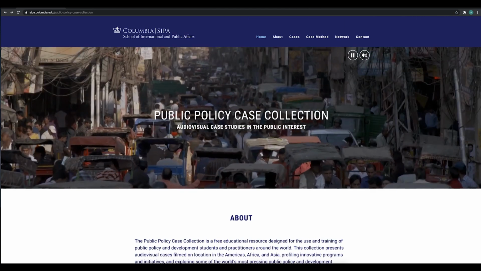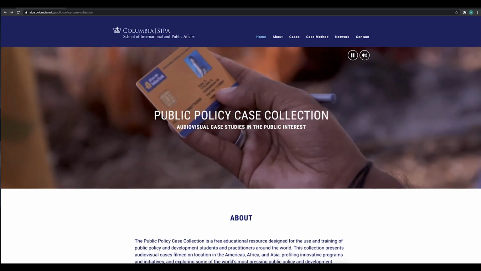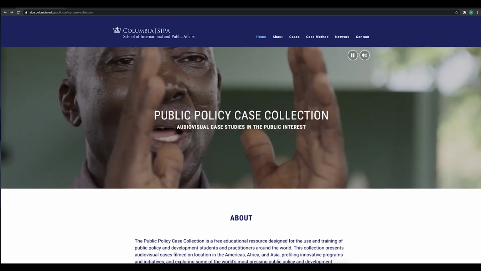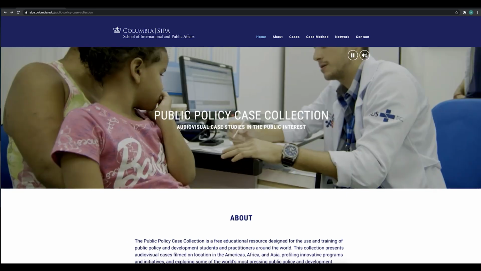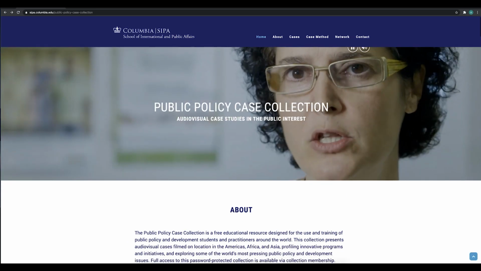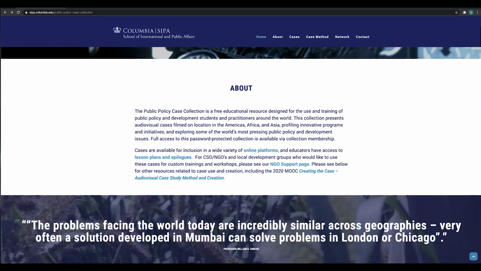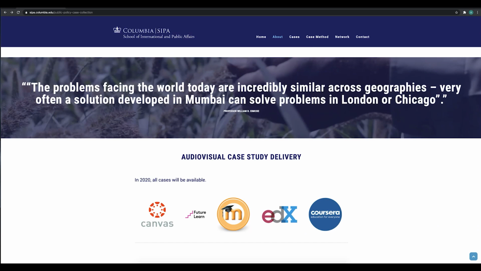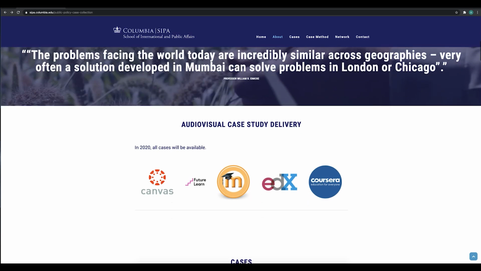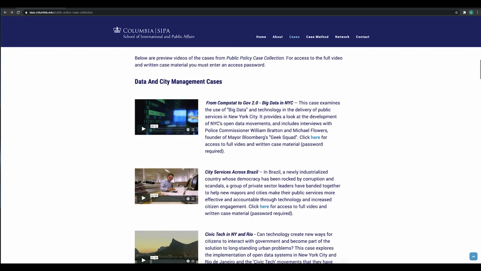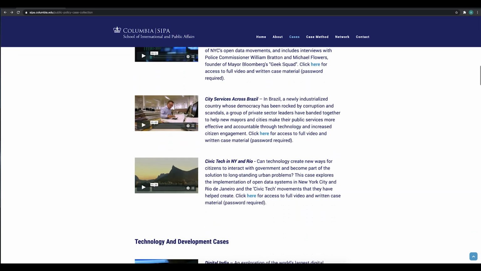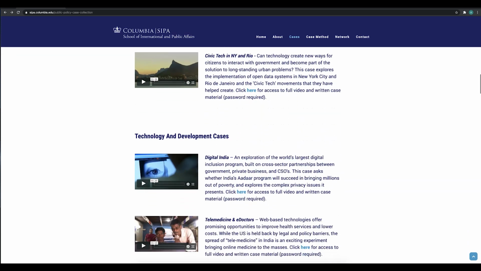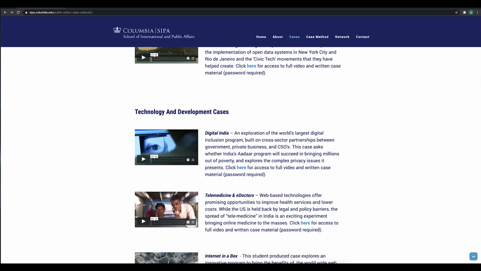It features professionally produced cases originally created for use at Columbia University, which we now share with public policy schools and NGOs around the world. As you visit the site, you can see information about how to use and download these cases on different learning management systems. And also it has a collection of cases organized by category. So I want to share one of them here. Generally, you need a password to this website to see these, but let's go look at this right now.